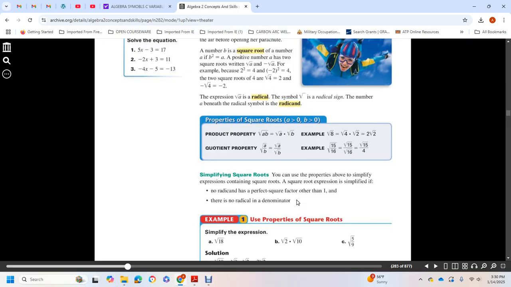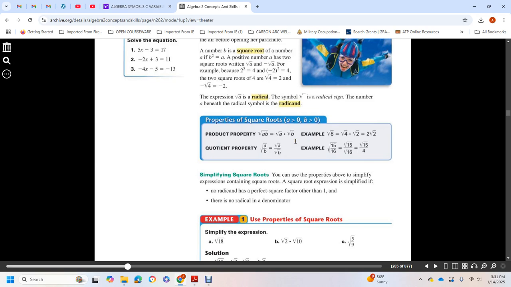Quotient property: the square root of a over b is equal to the square root of a over the square root of b. For example, the square root of 15 over 16 equals the square root of 15 over the square root of 16, so you get the square root of 15 over 4.